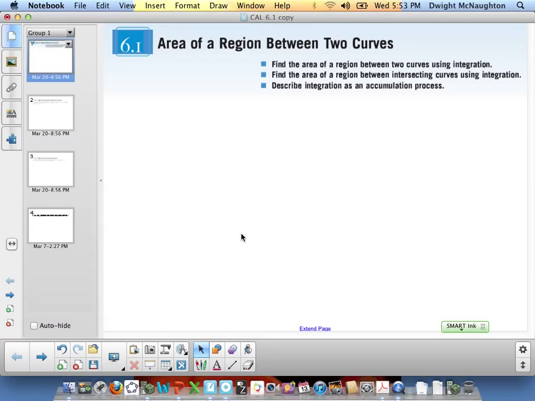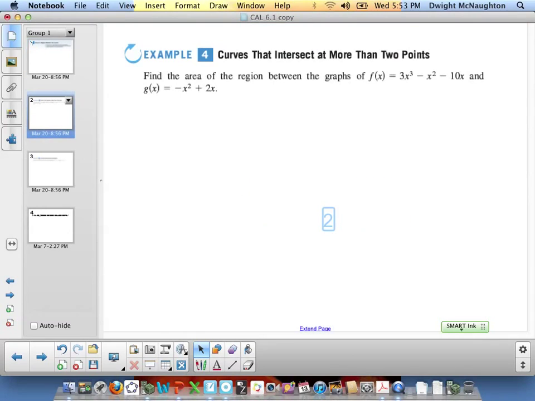We're also going to look at when we do it sideways. So maybe we're not always in terms of x. Sometimes we're going to be in terms of y. Let's look at an example. Here we have two graphs that intersect. They intersect at more than one point in this case.